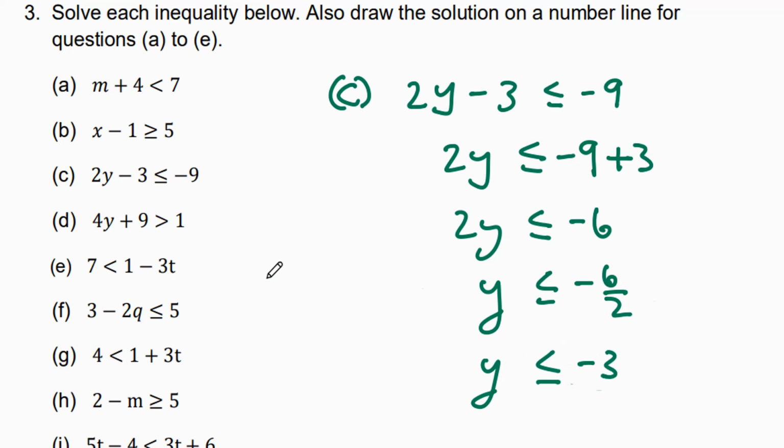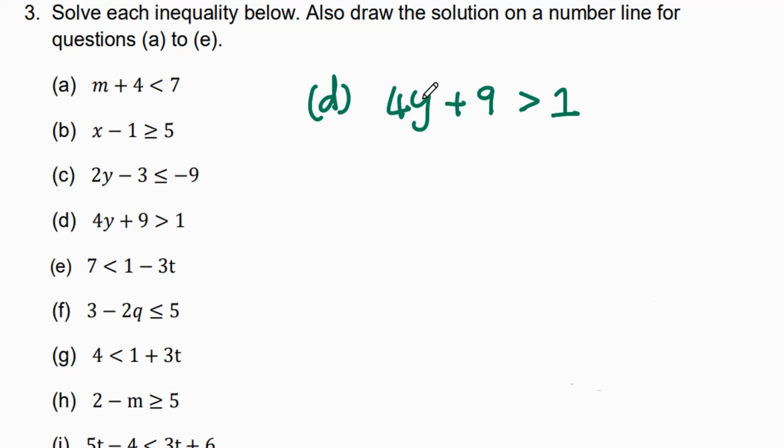Let's draw the number line. Now in this case, the variable or unknown is y. It's y is less than or equal to -3. So we need a dot at -3 to show that we are including it. Then we have less than -3. So we need an arrow pointing towards the left of -3.